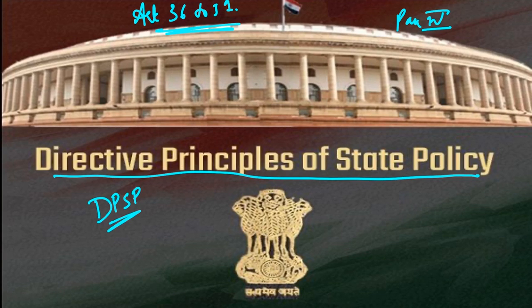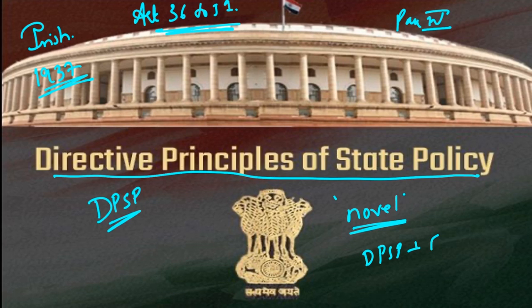The framers of the Constitution borrowed the idea of Directive Principles of State Policy from the Irish Constitution in the year 1937, which had copied it from the Spanish Constitution. Dr. B.R. Ambedkar described the principles of DPSP as novel features of the Indian Constitution, and the Directive Principles, along with the fundamental rights, contain the philosophy of the Constitution and are the soul of the Constitution.